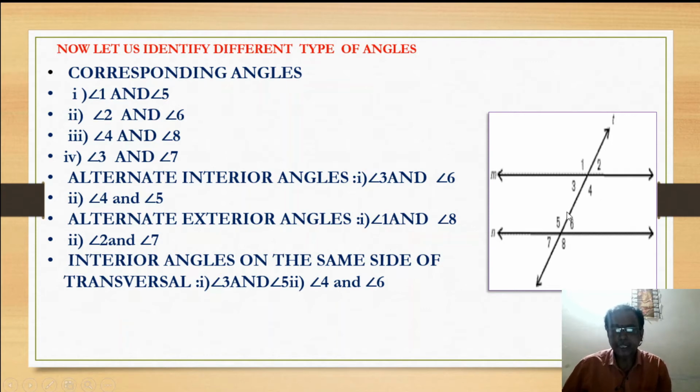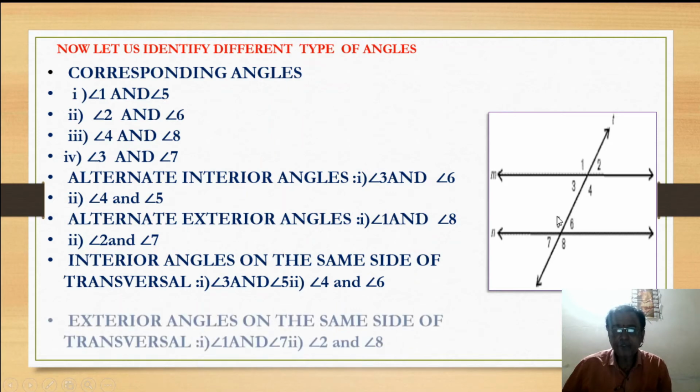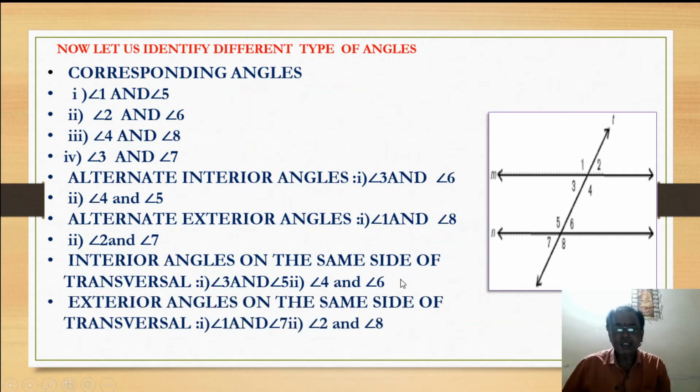These are the interior angles on the same side of the transversal. And the exterior angles on the same side of the transversal: angle 1, angle 7, angle 2, angle 8. These are also important.